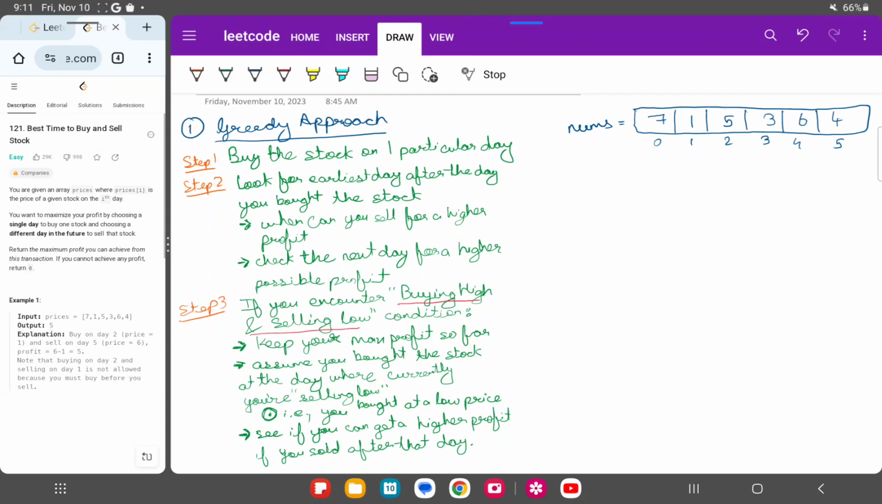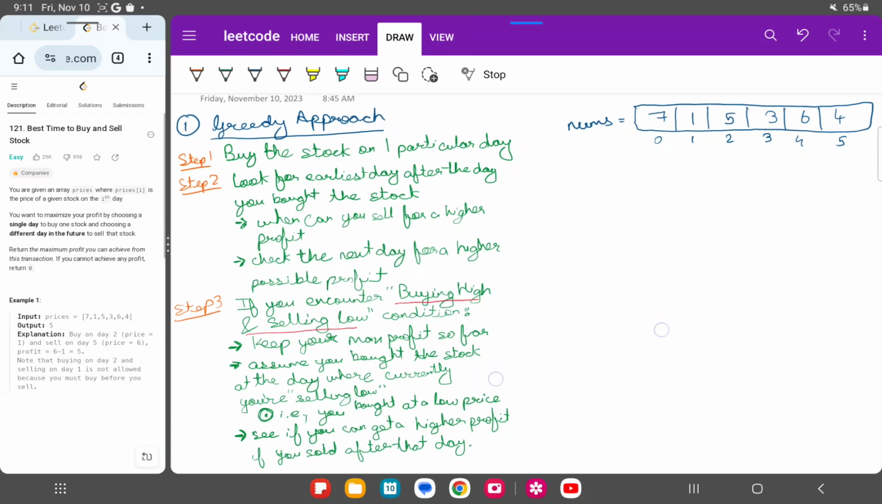Whatever maximum profit you have found so far, keep it. Now assume that you bought the stock at the day where currently you're selling low. So that is, you bought at a low price. Let's assume that where you have to sell low, you're buying from that day instead. So from that day onwards, check if you have a day where you're selling it for a higher price. So this is the algorithm, and this is exactly what we're going to implement here.